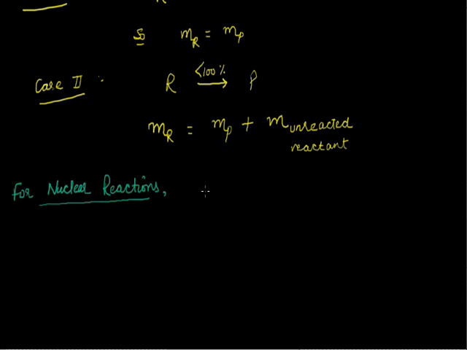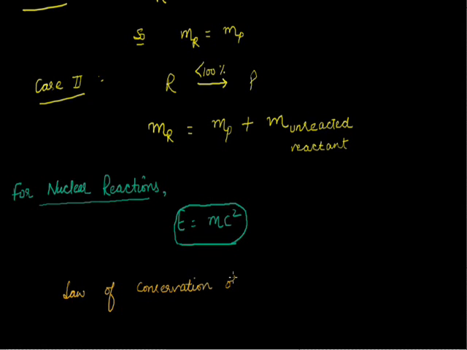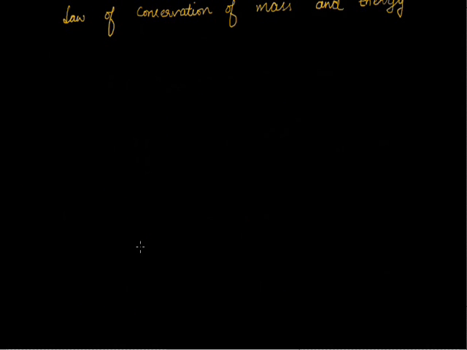But what happens in the nuclear reactions? Some mass is lost, and the mass gets converted into energy by Einstein's simple formula, E is equal to mc square. So the law can be modified as law of conservation of mass and energy for nuclear reactions. This law was later on verified by scientist Landau.